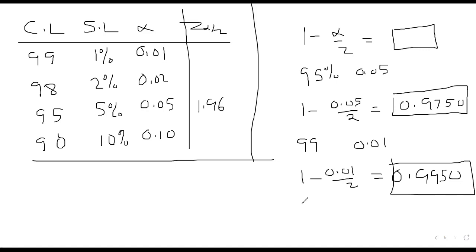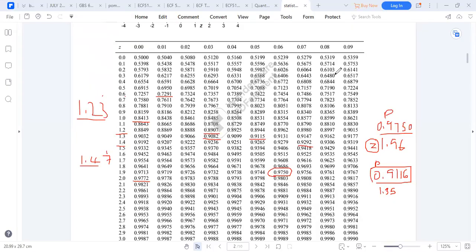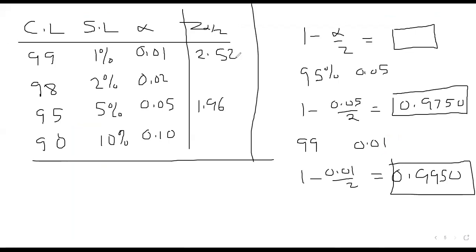What is 0.9950 equivalent to? It's equivalent to this figure here, 2.58. Even this one, they're equidistant, 2.57. So when you're picking, you can get the smallest, or since they're equidistant, 2.575 or 2.58, either of them is okay. Now, the same happens with the rest of them. When you do this, you're going to get 2.33. When you do this, you're going to get 1.645.